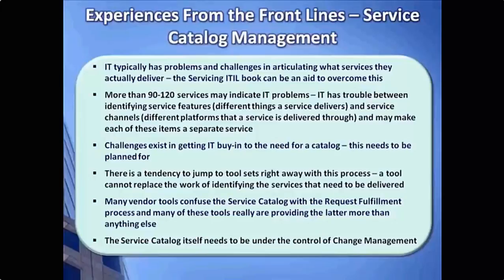So if I'm delivering email on workstation is one service, email on laptop is a different service, email on your PDA device is another service. The reality is that's one service called email. It just features a delivery mechanism that goes across those 3 different channels.